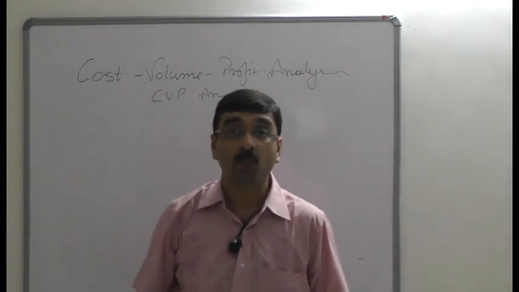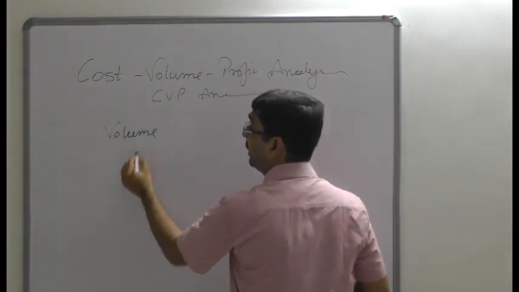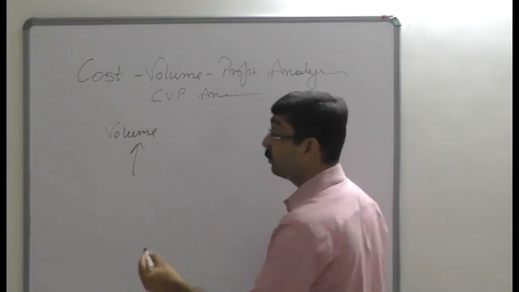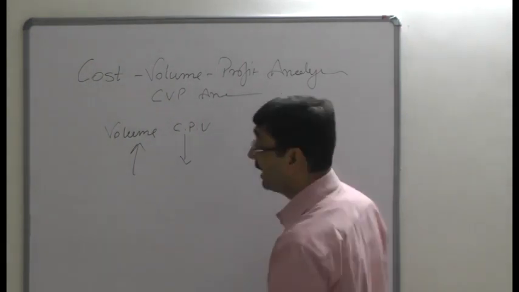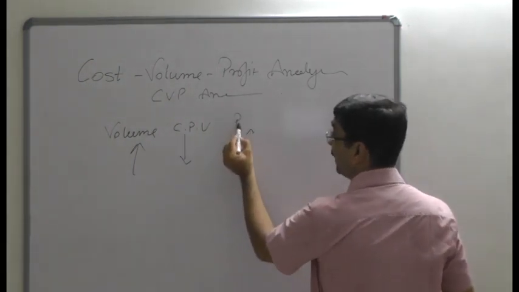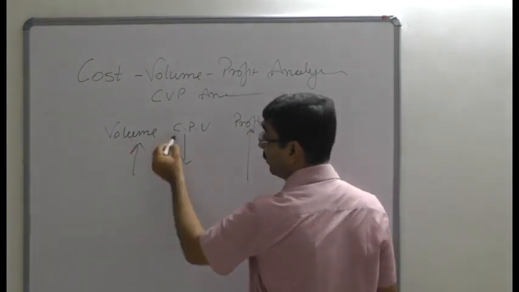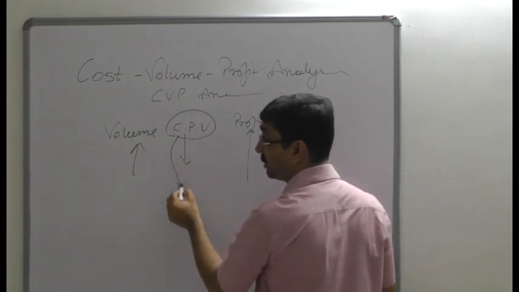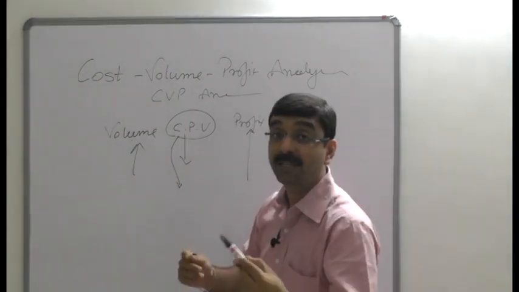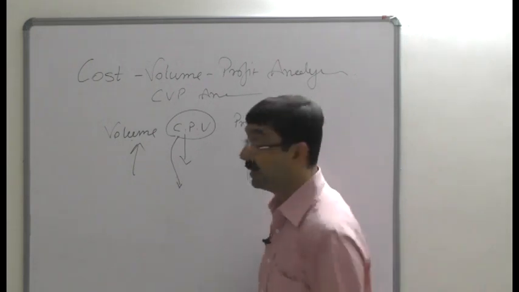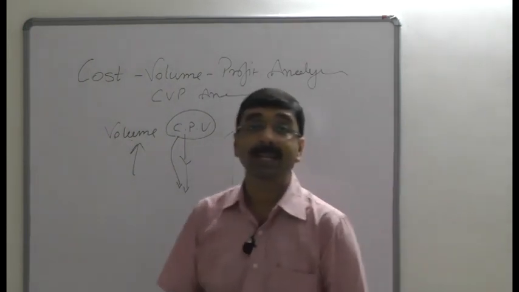As a simple fact, one knows that in case of a volume increase, the cost per unit will decrease. And in that case, the profit always increases. So this is the relation between these three. In case of a volume increase, automatically the cost per unit goes down because as units keep increasing, the total cost, and especially the fixed cost, is distributed over a larger number of units, and that's why the cost per unit comes down. When the cost per unit is down, the profitability automatically increases.